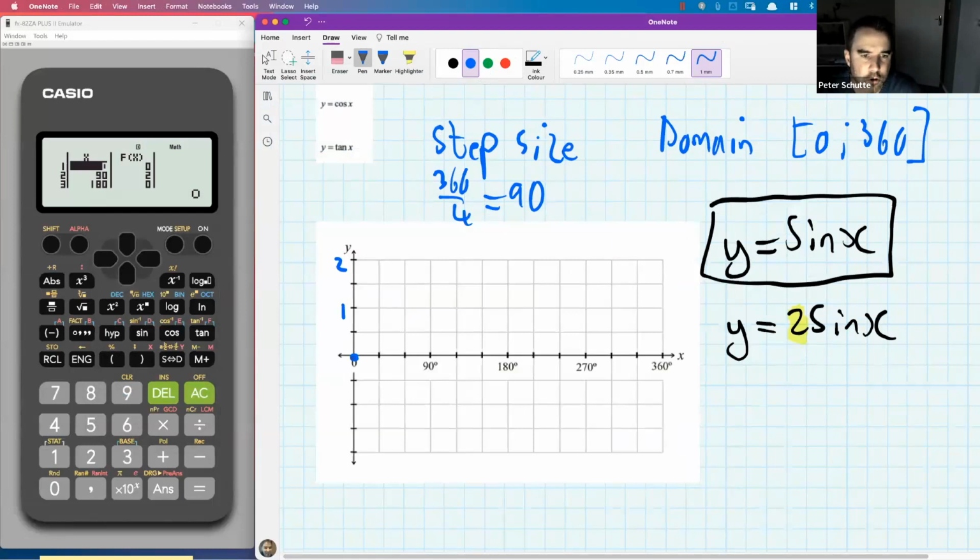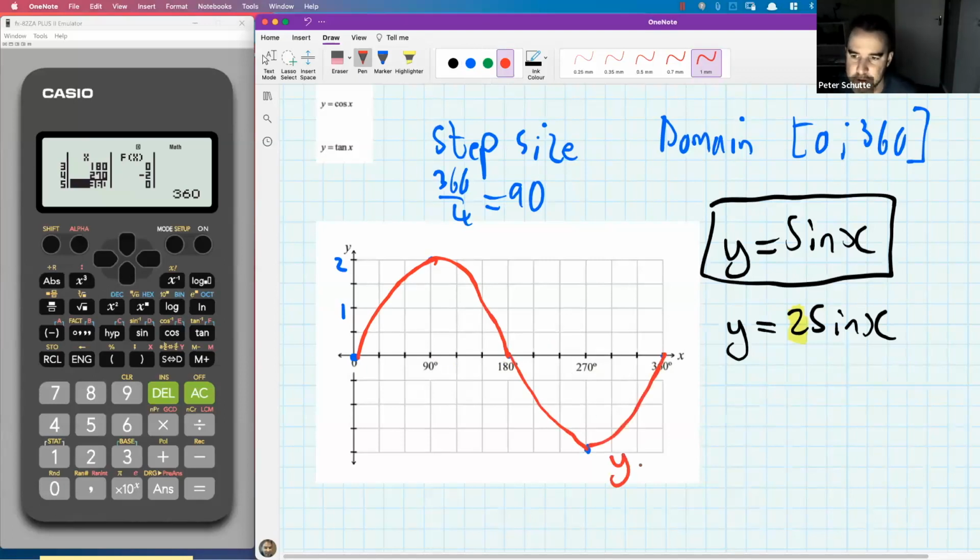So we put 0, 0, then we put 90, 2, then we put 180, 0. Now, if we go to my calculator, we go down, we get 270, minus 2, that would be down here, and then 360, 0. And so using these points, I can now draw my graph by going up, down, down, up. And so this would be the graph of y equals 2 sine x.